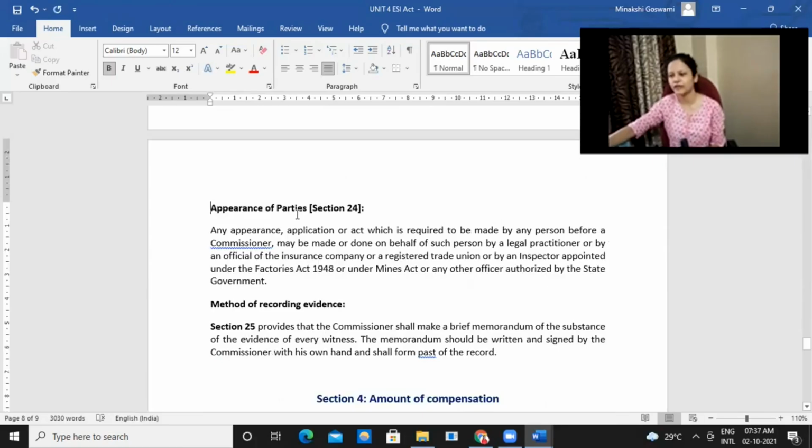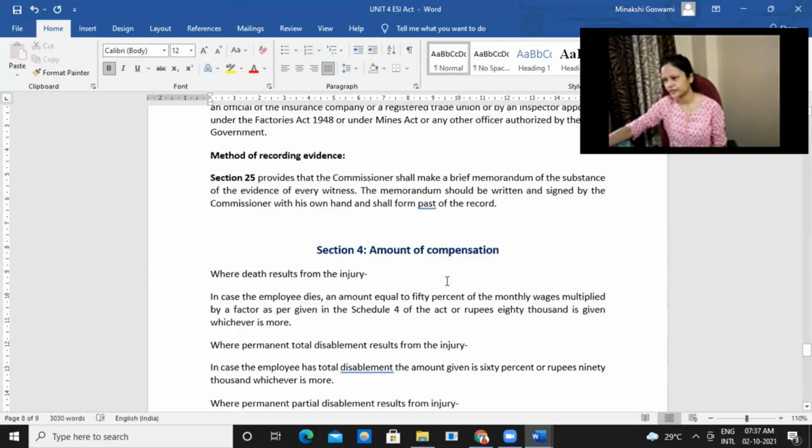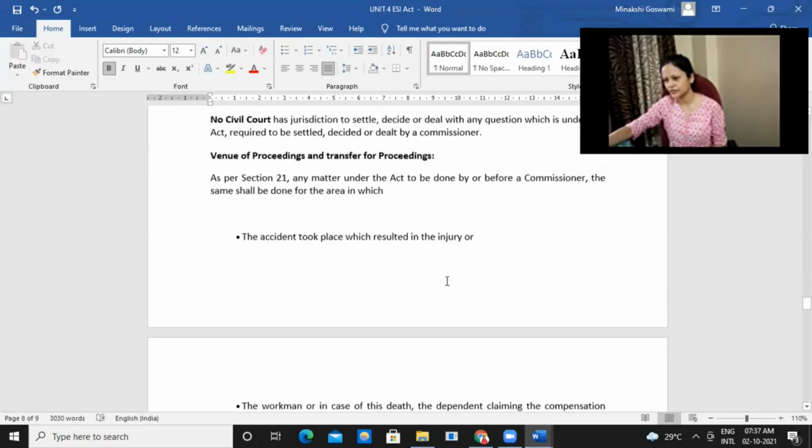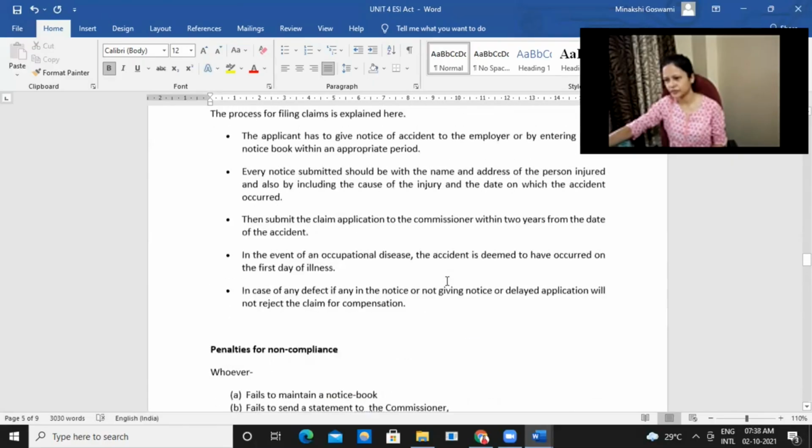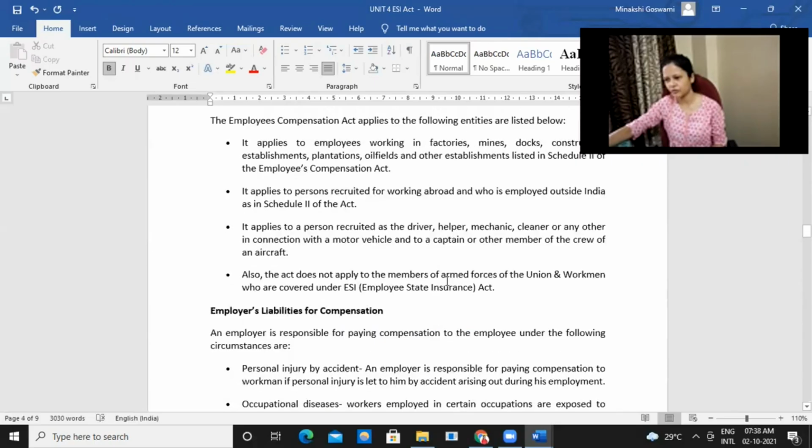They have the power of recording evidence, asking parties to appear before us and produce the evidence. If you are a witness, give us your testimony, whatever it is, that power they would be having, so that they can function properly, just like how a civil court would have done, and accordingly give a decision relating to the matter, how much compensation should be paid and for what duration it should be paid. Amount of compensation we have already discussed over here. Penalties for non-compensation, procedure to claim amount of compensation.